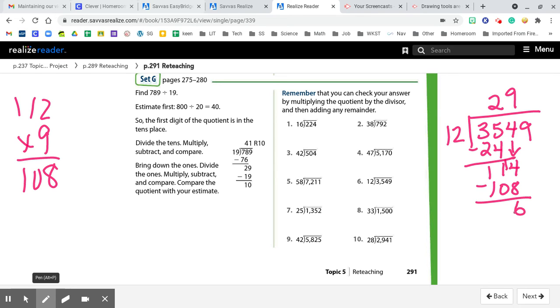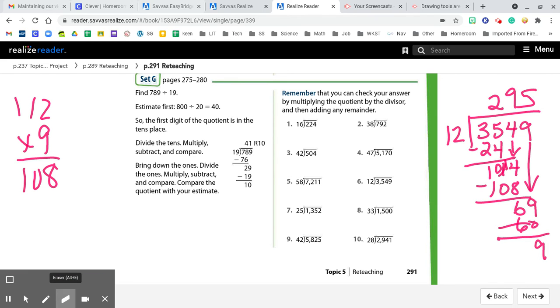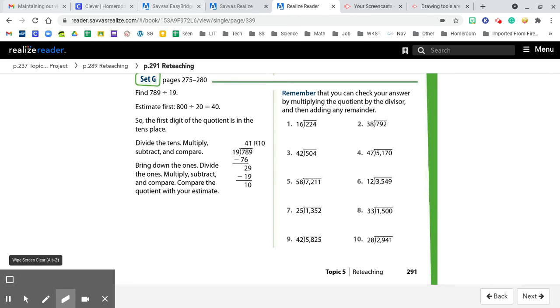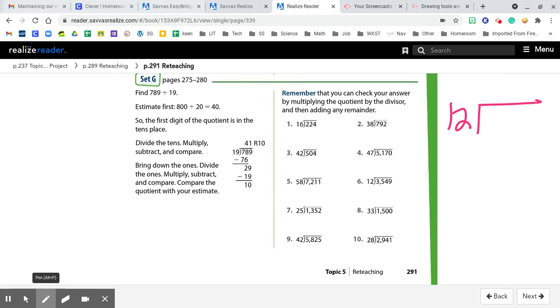You can also do benchmarks like 12 times 10. I'm going to do this one using partial quotients too when I'm done, just to give you the other way to do it and how sometimes partial quotients is actually easier. 12 times 5 is 60. I just know that math fact. So I have 295, remainder 9. I'm going to do that one again using partial quotients. I keep saying partial products. You know what I mean.